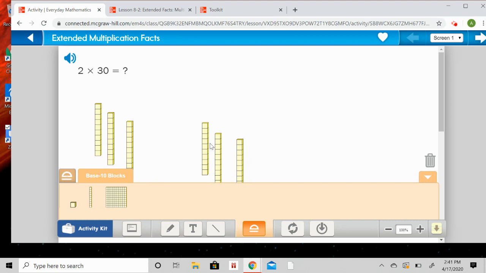So that is my answer. 2 times 30 equals 60. 10, 20, 30, 40, 50, 60. Now I'm going to go up here and I'm going to go to screen 2.